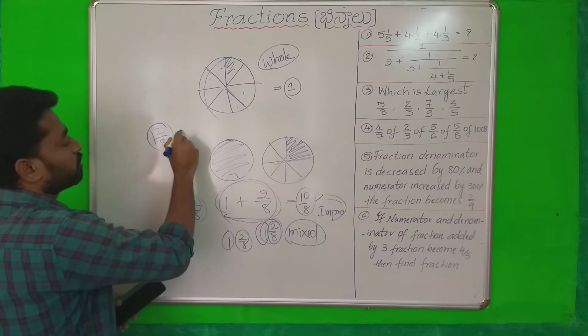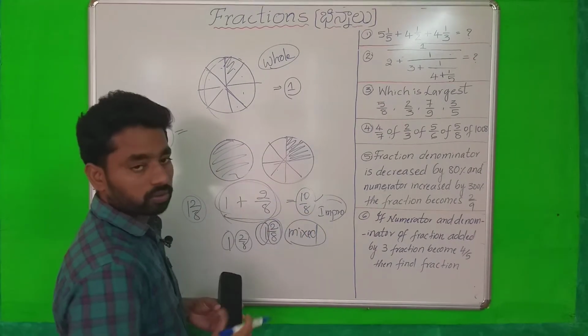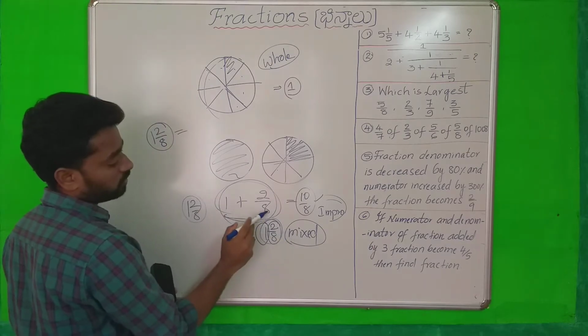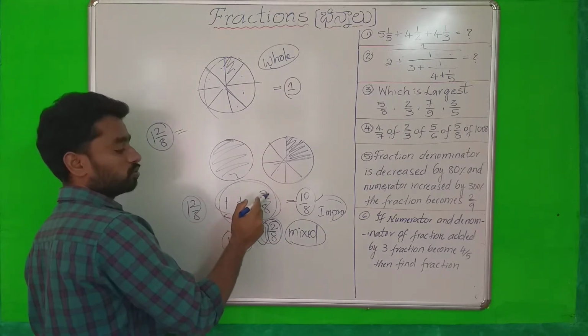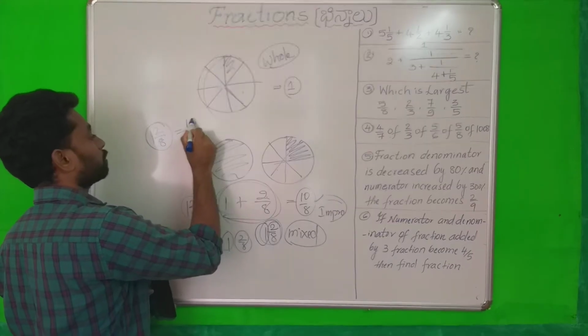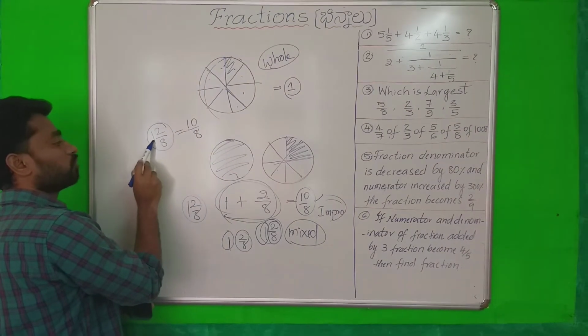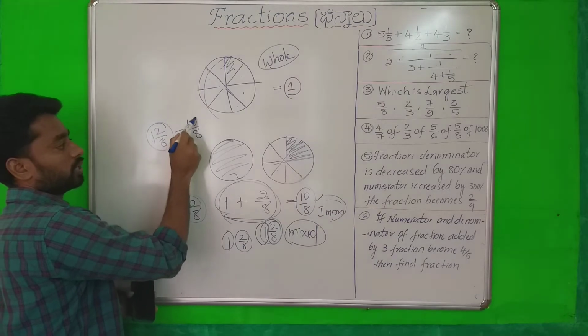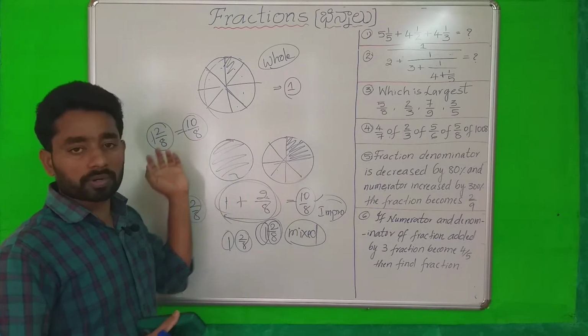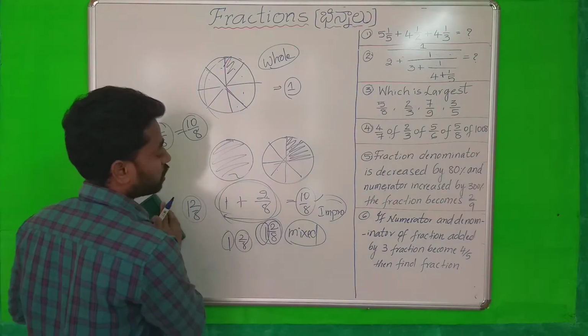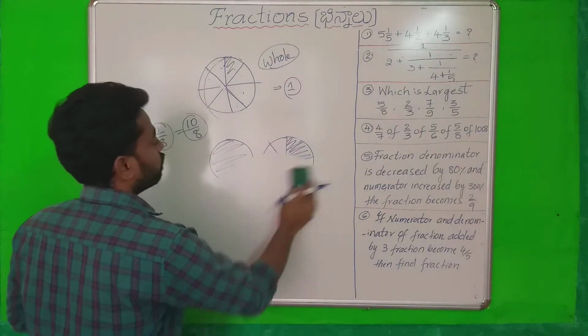We can write it in the form of an improper fraction also. Just now I did it: 8 ones are 8, 8 plus 2 is 10, then you get 10 by 8. Like that we can convert mixed into improper and improper into mixed. This is the conversion process of fractions.